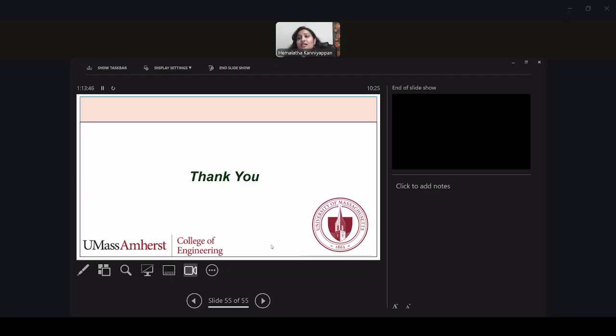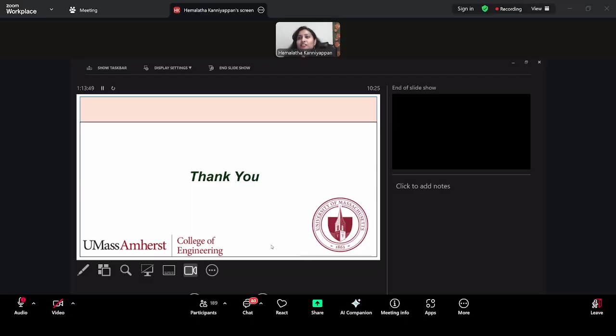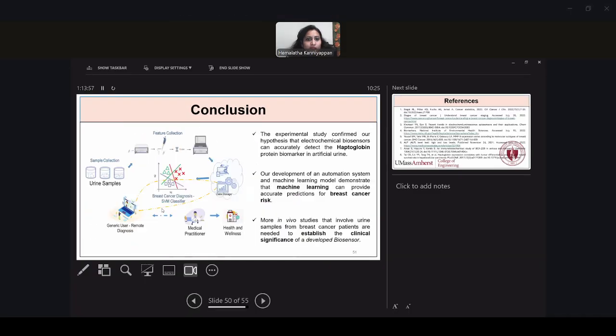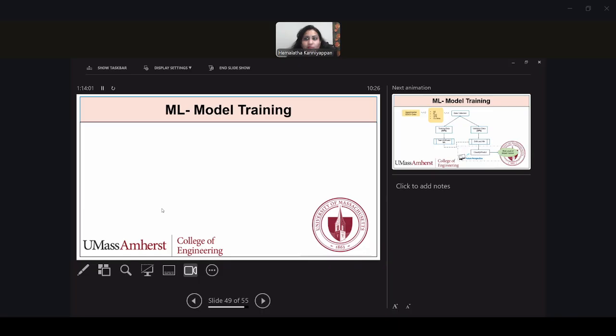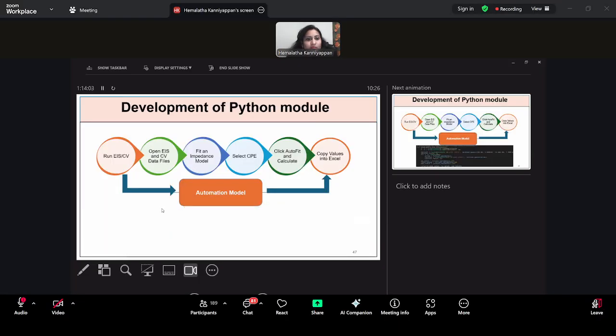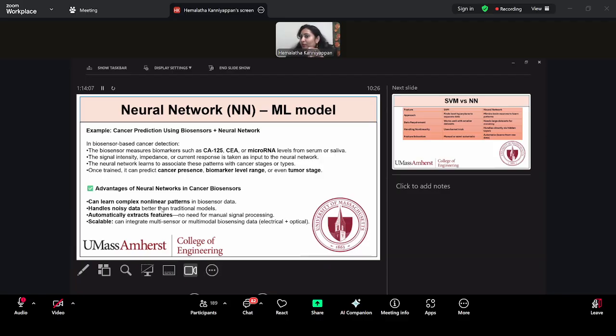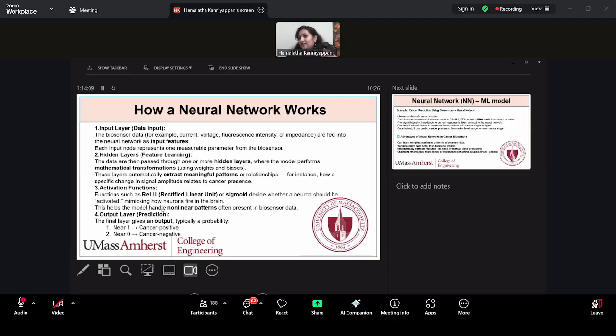That's an excellent question. Actually, for the stage, as I mentioned, different biomarkers, right? I have selected 5 biomarkers: ECM, ALP, MMP. Each biomarker is associated with a particular stage.